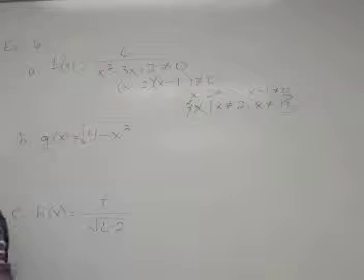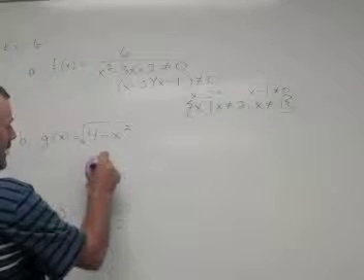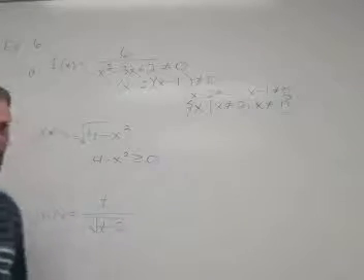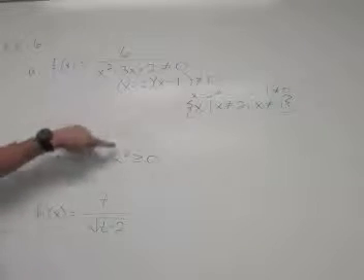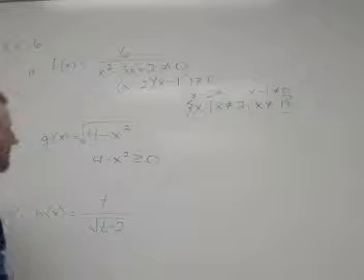Now looking at g, we have a radical. And if we remember, we can't take the square root of a negative. So we have 4 minus x squared has to be greater than or equal to 0. That way, the stuff in here won't be negative. Because if it's negative, again, that's undefined.